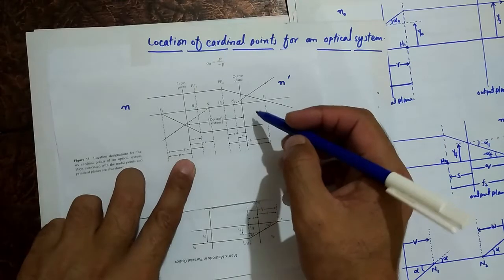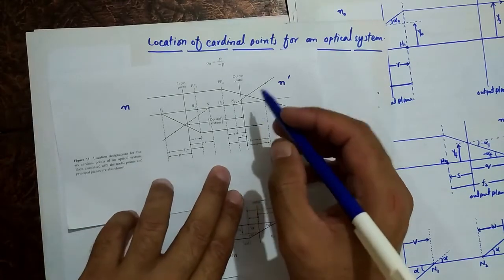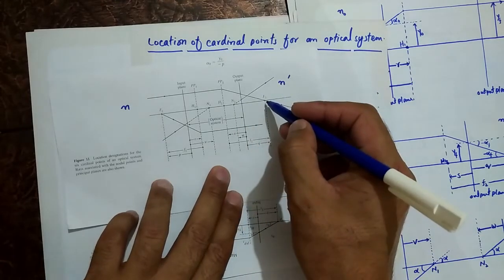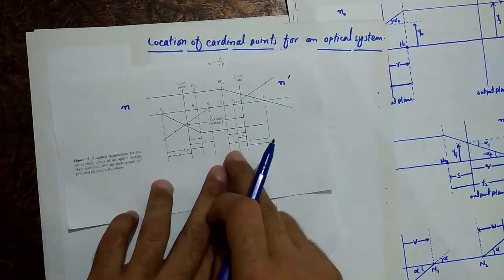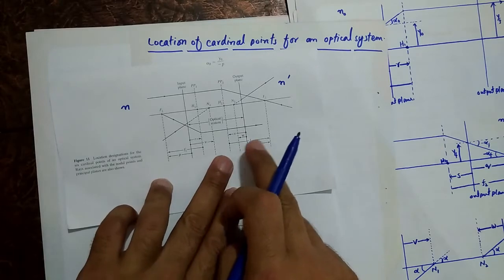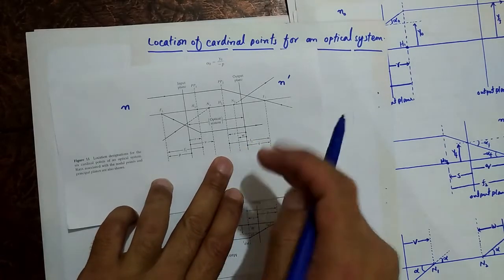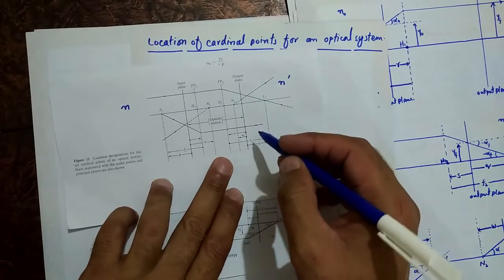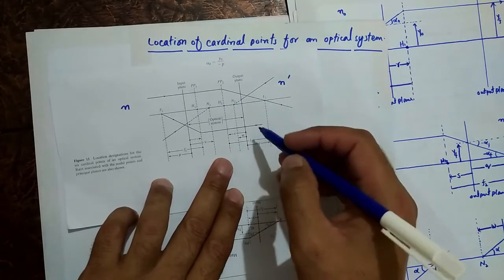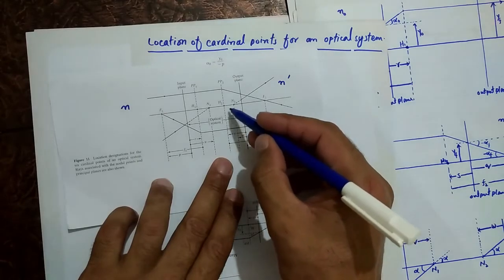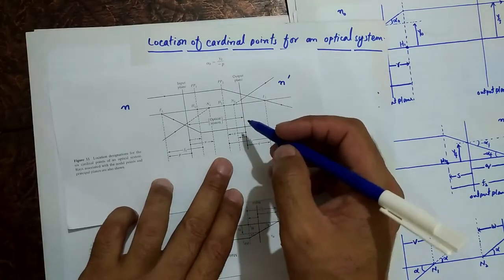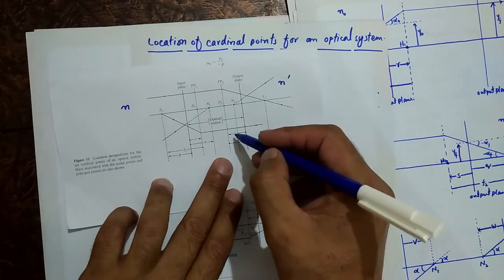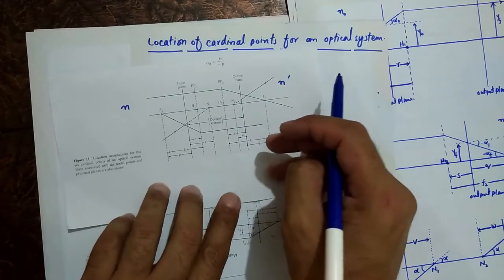Similarly, for the back cardinal points, this focus point is at a distance f2 with respect to the back principal point, while it is at a distance q with respect to the output plane, while the nodal point and the back principal point are at distances omega and s with respect to the output plane.